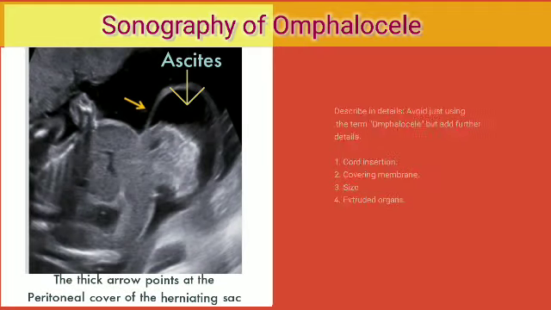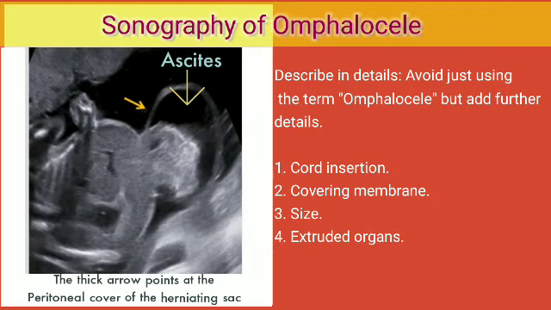When writing the report of omphalocele, it is necessary to describe in detail. Avoid just using the term omphalocele. You will need to talk about the cord insertion, the covering membrane, the size, and lastly, the extruded organs. Under cord insertion, in case of omphalocele, the umbilical cord inserts to the apex of the herniated mass.